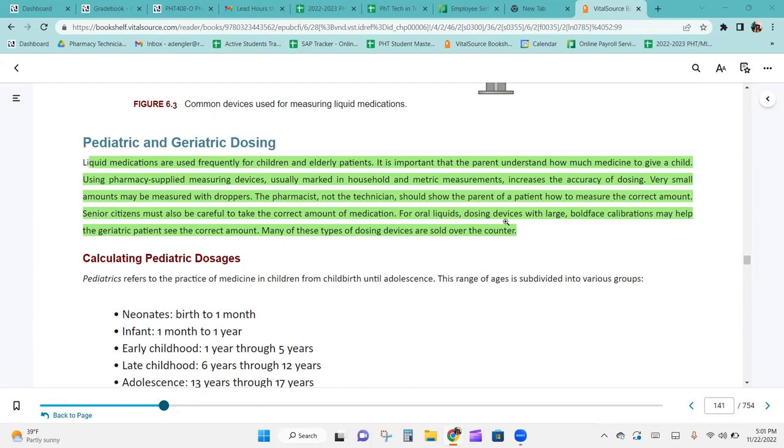Senior citizens must also be careful to take the correct amount of medication. For oral liquids, dosing devices with large bold-faced calibrations may help the geriatric patient see the medication correctly and give the correct amount. And many of these types of dosing devices are sold over the counter.